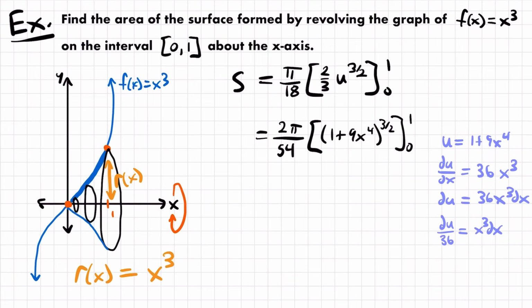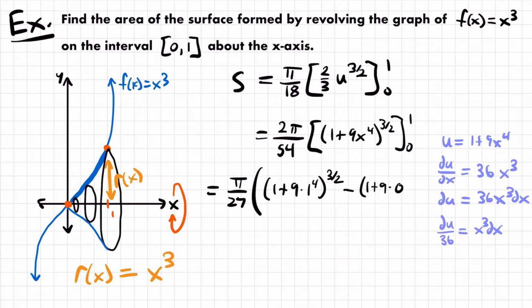Okay, and so now we can evaluate this expression at 1 and then subtract the evaluation at 0. And so this will be equal to 2 pi divided by 54. We can reduce that by a factor of 2 in the numerator and the denominator, and we'll have pi divided by 27, and then that will be multiplied by 1 plus 9 times 1 to the fourth power to the 3/2 power minus 1 plus 9 times 0 to the fourth power to the 3/2 power.